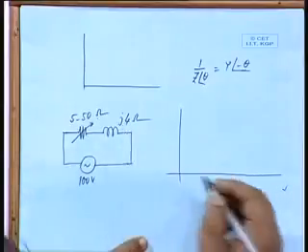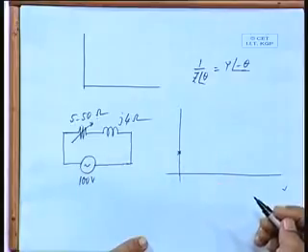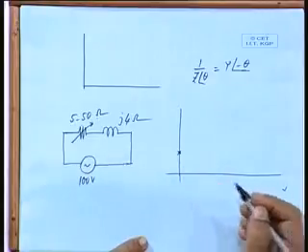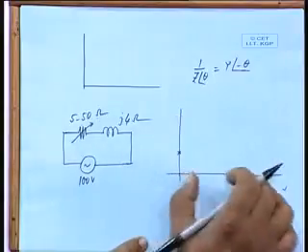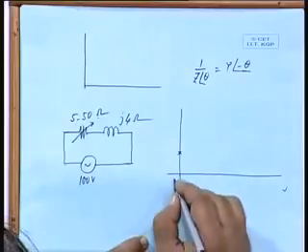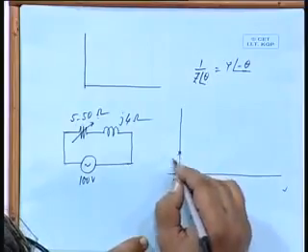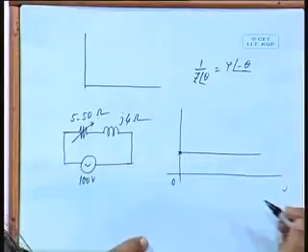This is fixed, 4j. So, a unit of 4 taken on this side. Mind you, the scales chosen for reactance and resistance should be identical, otherwise a circle might be distorted into an ellipse. Both are ohms, so both of them should have the same scale. So, this is 4 and this is varied.